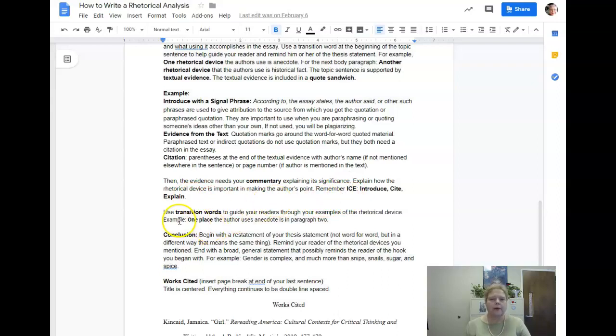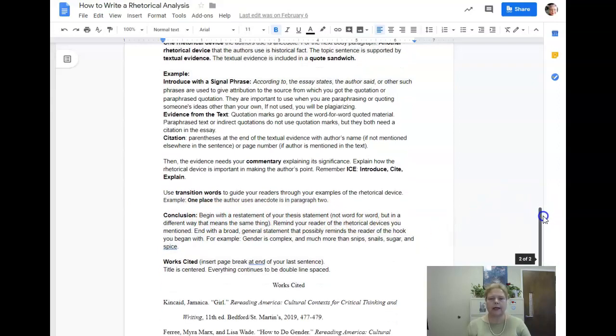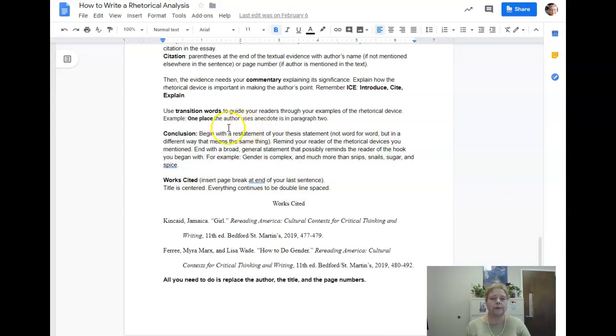All right, so use transition words to guide your readers through your examples. So you could say like, one place the author uses this rhetorical choice in her essay is so-and-so. And then another example of this is so-and-so. So you're going to use those transitions again to make it easy for your reader to follow and understand the material as well as you do.